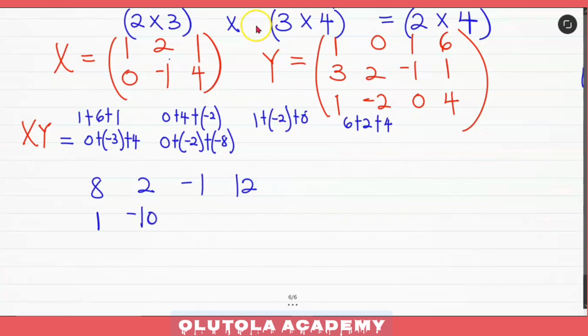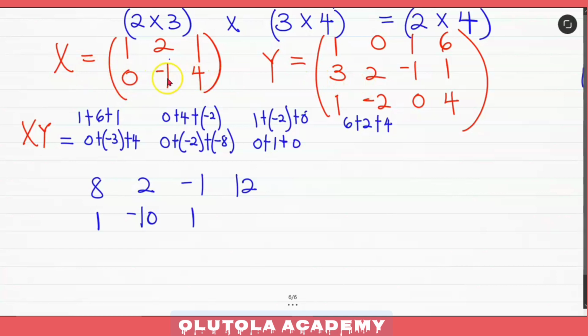So if we go again, this row again multiplies the third column, this column here. So we have 0 multiplied by 1, that will give us 0. Then negative 1 multiplied by negative 1 will give us plus 1. Then we have 4 multiplied by 0 will give us 0. So this will give us 1.